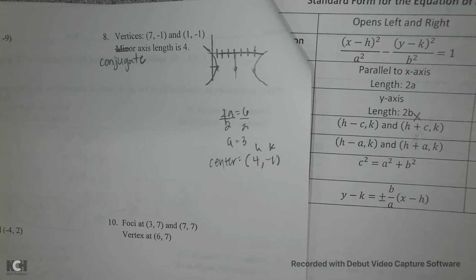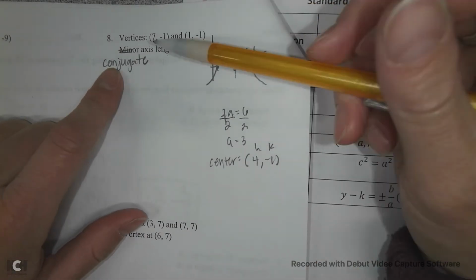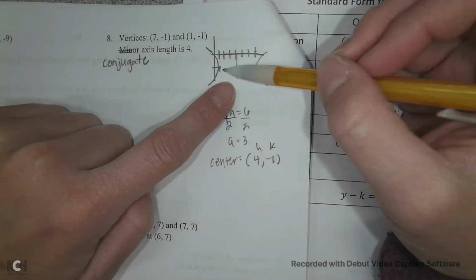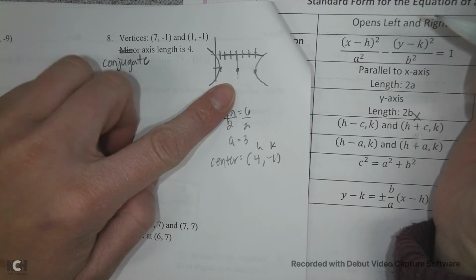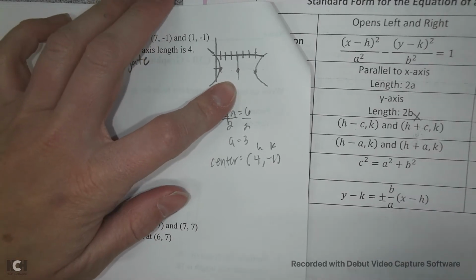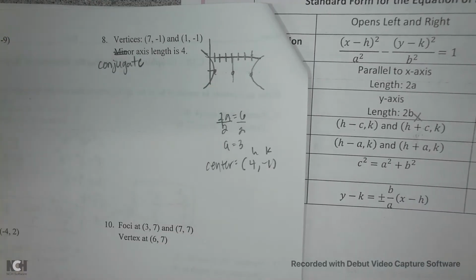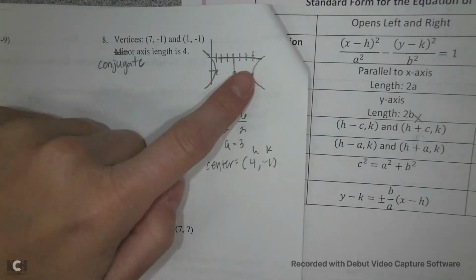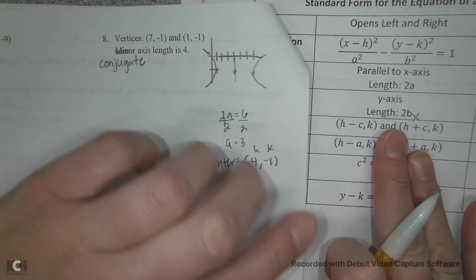Oh yeah, and then it says this one, so this is our bigger axis, right? And we cannot use our focus to help us because we don't have our focus and we're not quite sure how far away they are. So this one opens left and right, so we're definitely on this side.